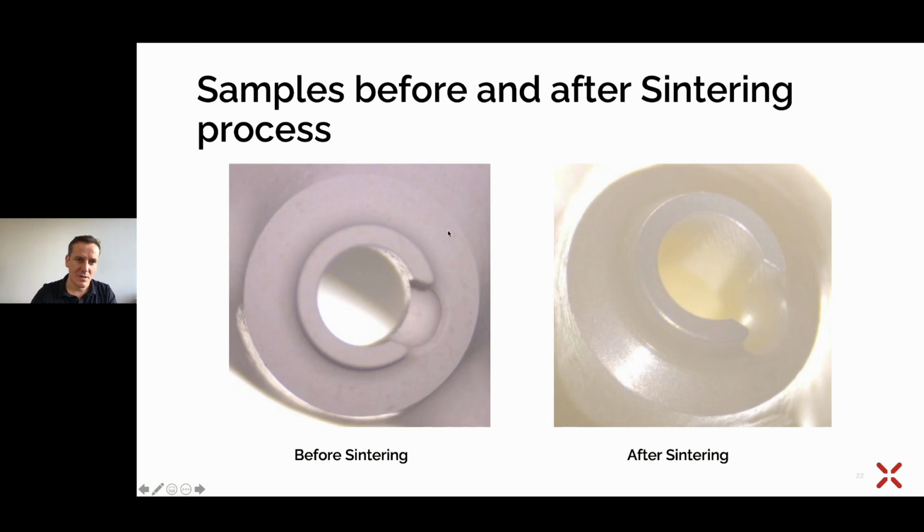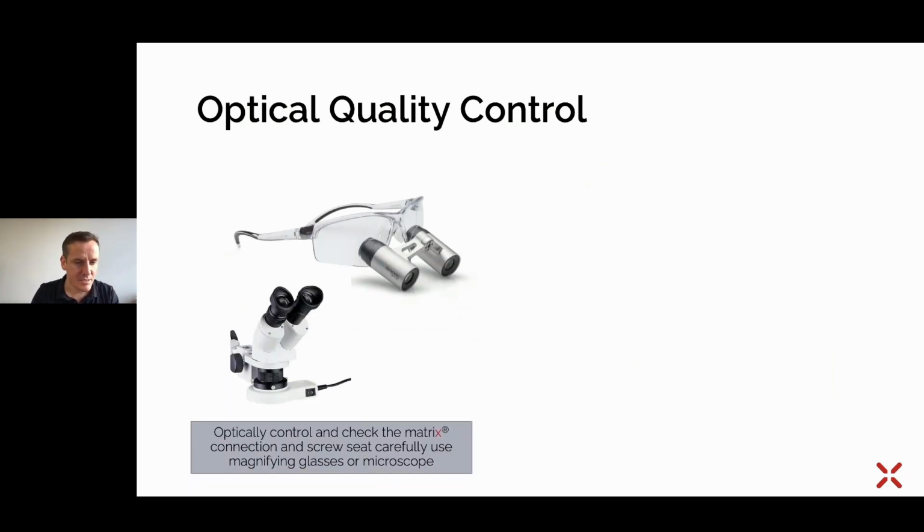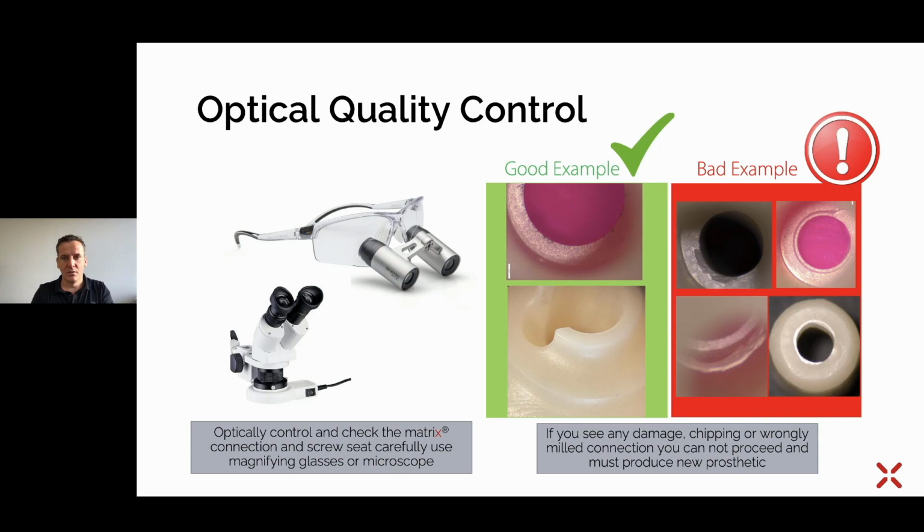It has to look more or less before sintering like this. You see there's an absolutely perfect rotational lock milled, and after sintering we have a perfect connection just coming out of the oven. This is how it has to look. Optical quality control, again, is a very important part. Please take a look at least with your glasses. Better is always to use a microscope if you are able to have one.